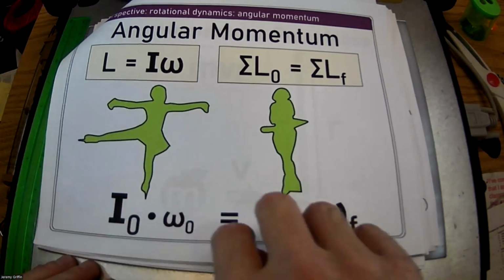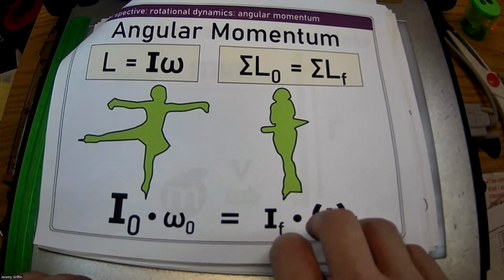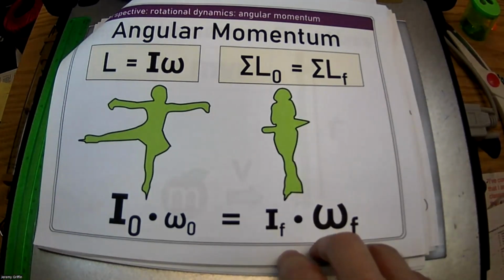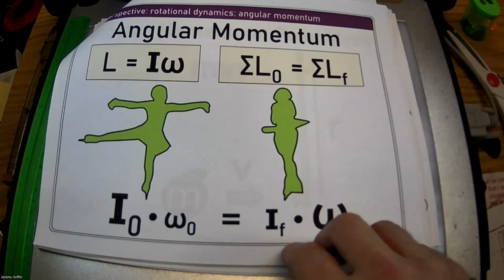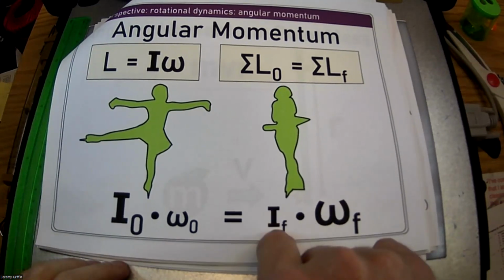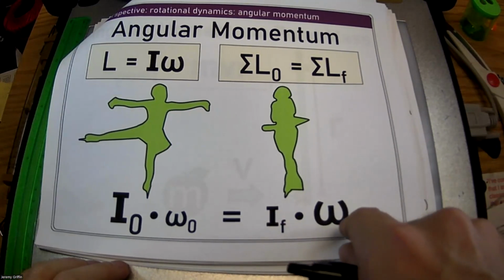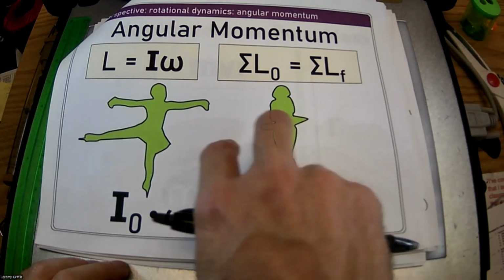Which frame, the left frame or the right frame, does she have more kinetic energy? How many of you say the one on the right where she's spinning really fast has more kinetic energy? Yeah, that one. 1/2 I omega squared. Now, even though the I goes down, the omega goes up, right? The omega is being squared. That's one way to think of it. That's going to be more kinetic energy here compared to here.